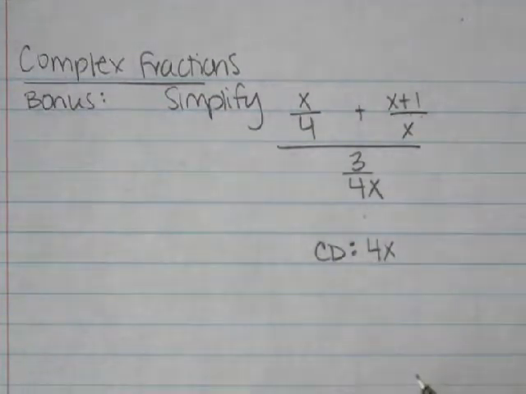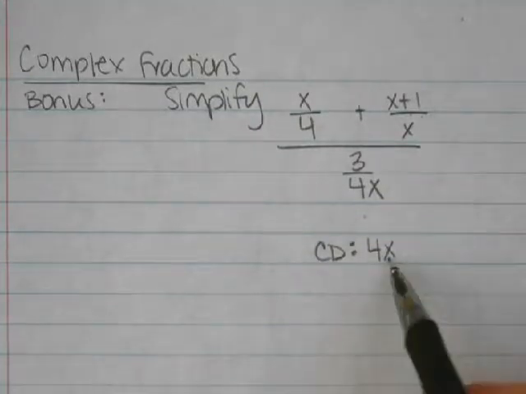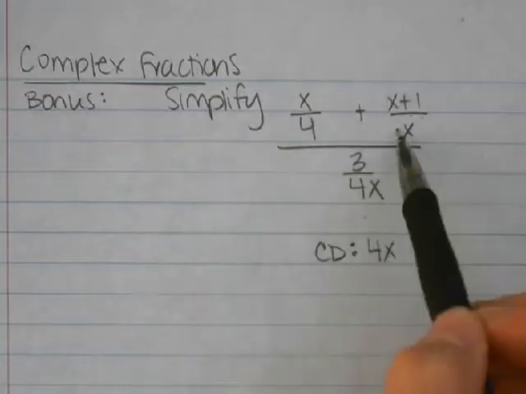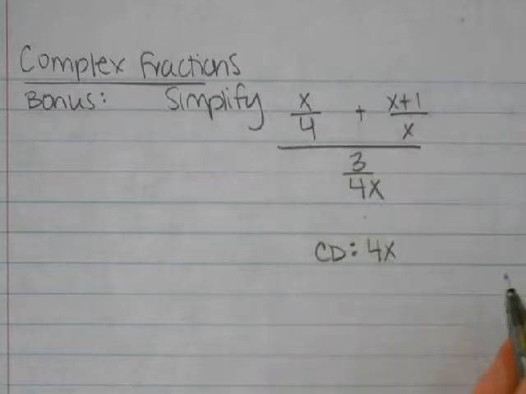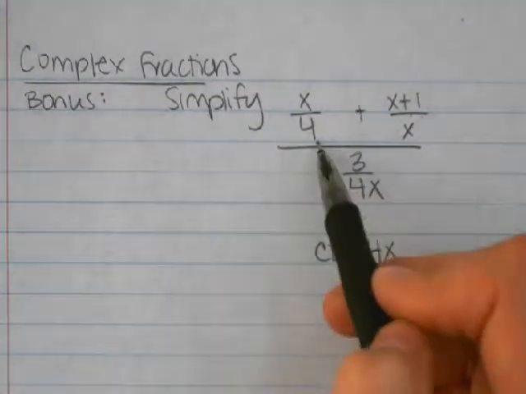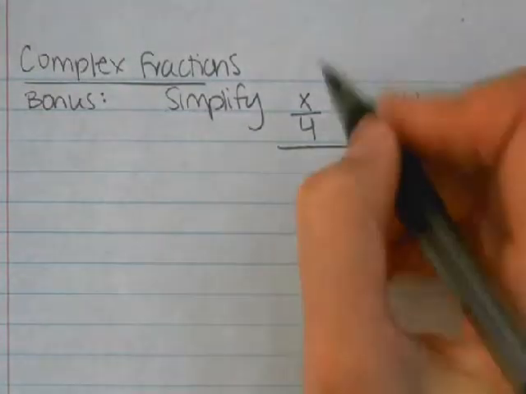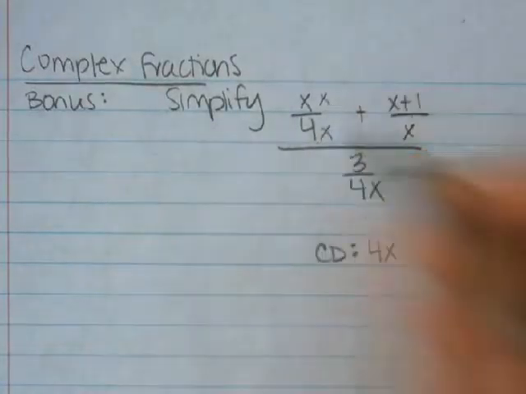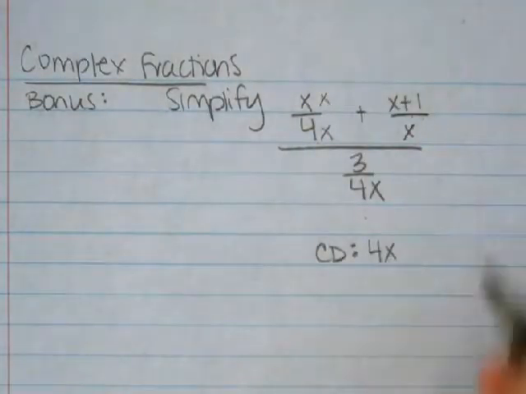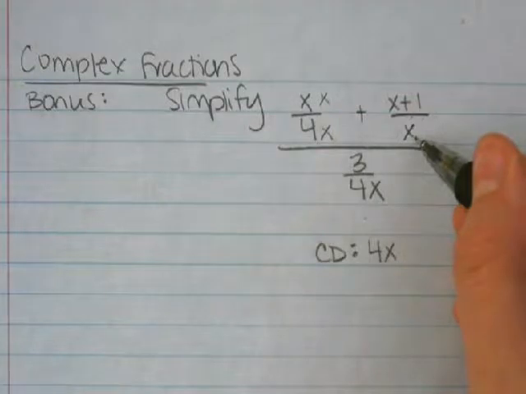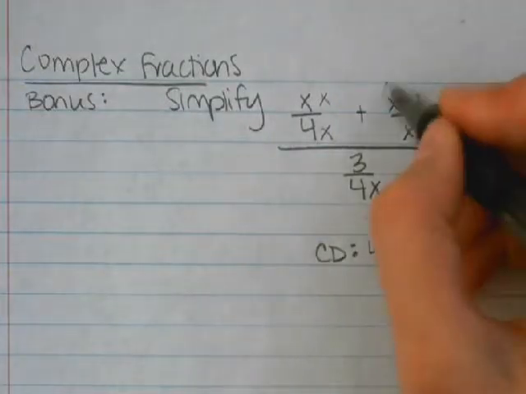You've got to make it so that the fractions have both. Yeah, we need to make sure that each of these fractions on the top have the common denominator. So how do we do that? Take the first one and multiply it by x on the top and x on the bottom, right? And this one has an x, so what does it need on the top? It needs a 4.